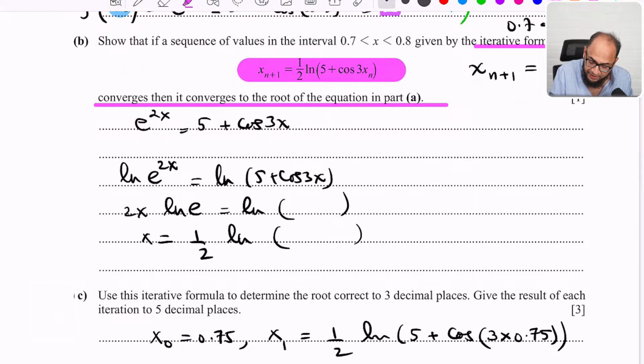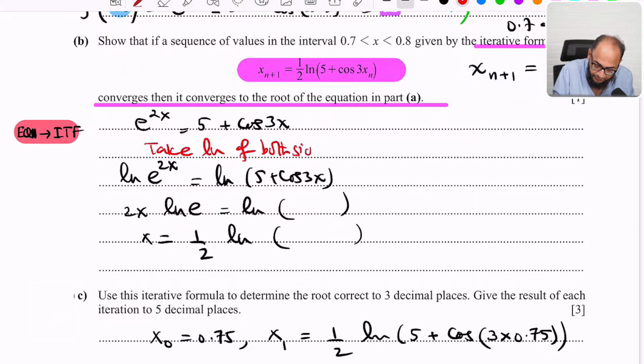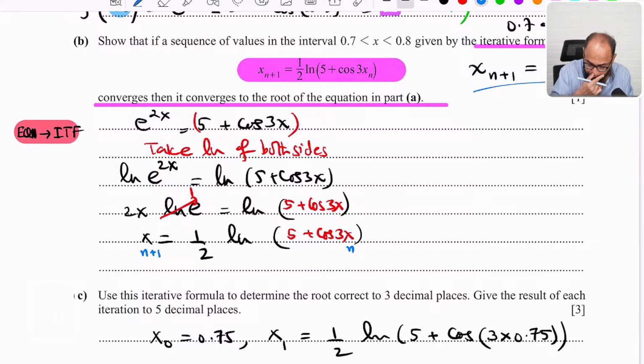Over here, what I have done is that I have started with the equation and gone to the iterative formula. What exactly have I done? I have taken natural log of both sides. Again, a bracket is a must. Maybe not at this stage, but as soon as you take ln, it has to be of both sides. The 2x comes down, ln of e becomes 1, so 2x is equal to ln of 5 plus cosine 3x. Therefore x is half ln of (5 plus cosine 3x). And then underneath, you write n plus 1 and then you write n over here, just following this pattern.